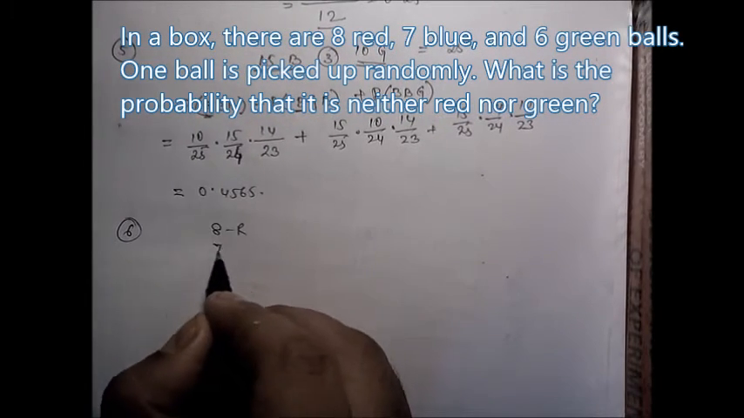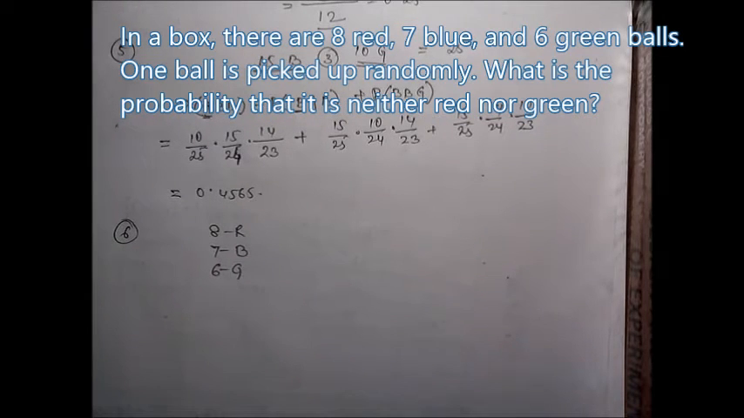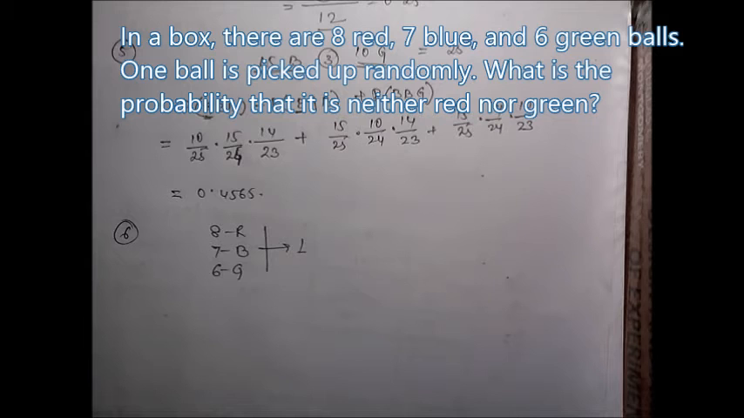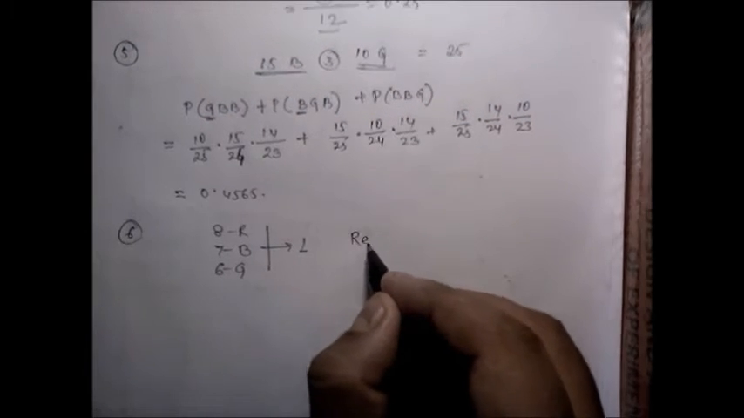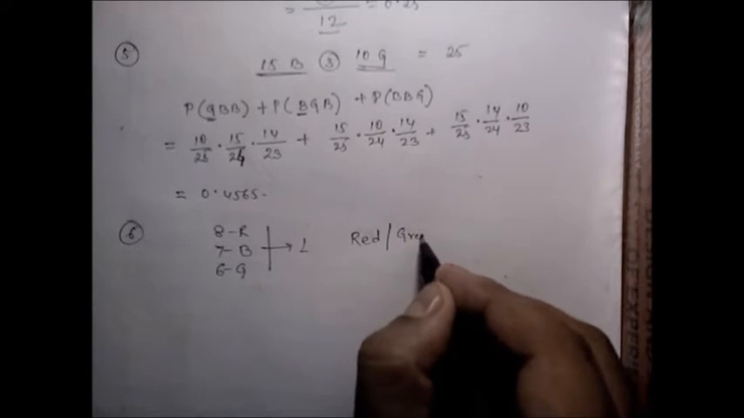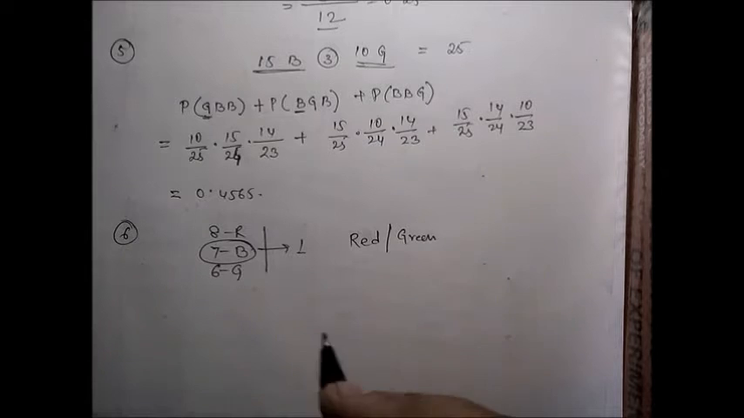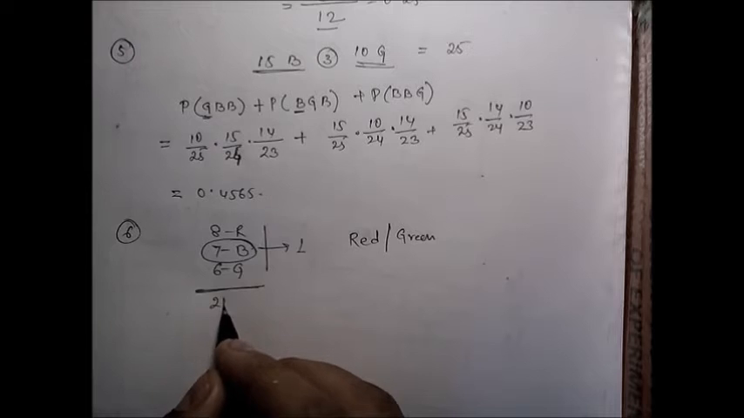Next, in a box there are 8 red, 7 blue and 6 green balls. One ball is picked at random. What is the probability that it is neither red nor green? So neither red nor green, so it should be blue. Okay. So total number of balls: 21 balls are there.